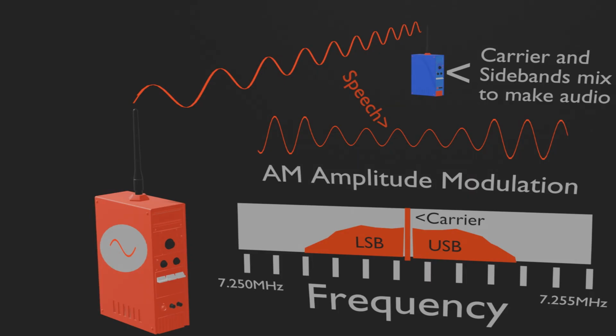This graph shows the wide bandwidth necessary for an AM signal. The carrier in the center has no information. The upper sideband, the USB, and lower sideband, LSB, have duplicate and wasted information.